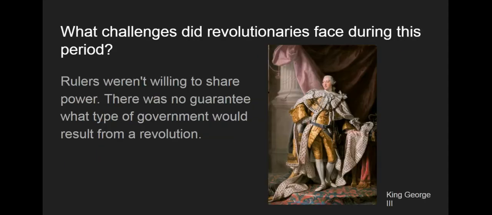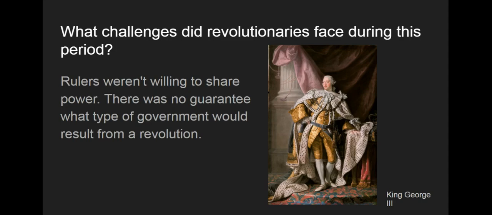What challenges did revolutionaries face during this period? A lot of the challenges came down to that the rulers weren't willing to share their power. Okay. Many of the governments had a parliament that we've discussed before, but the king was not letting parliament oversee their part of the government like they were supposed to. Another challenge would have been that there was no guarantee what type of government would result from a revolution.